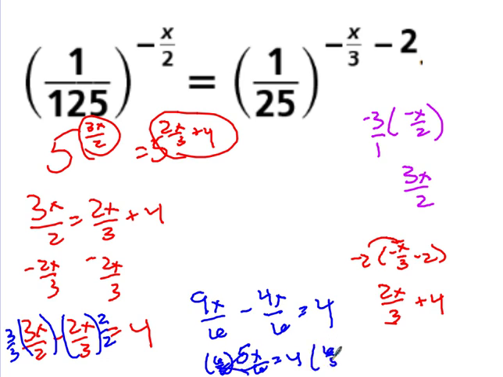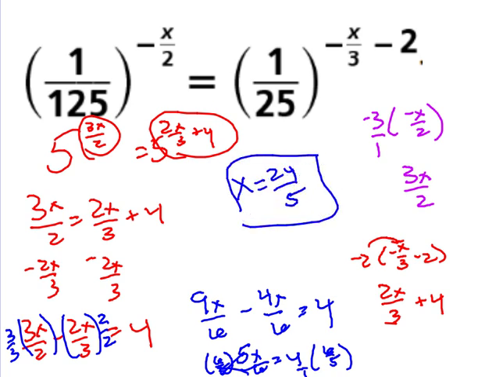Multiply by 6 over 5. And that's going to give me 24 fifths. And I'm done. A lot of work for this problem. This one was a lot of steps.